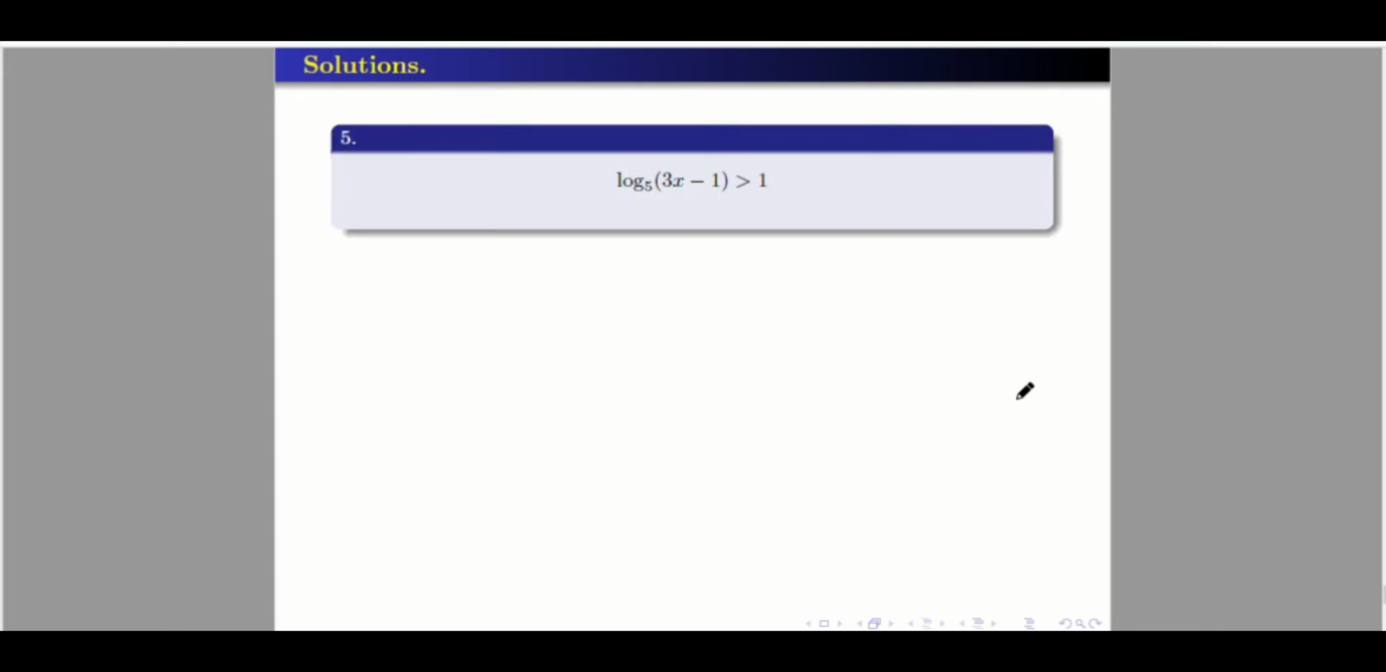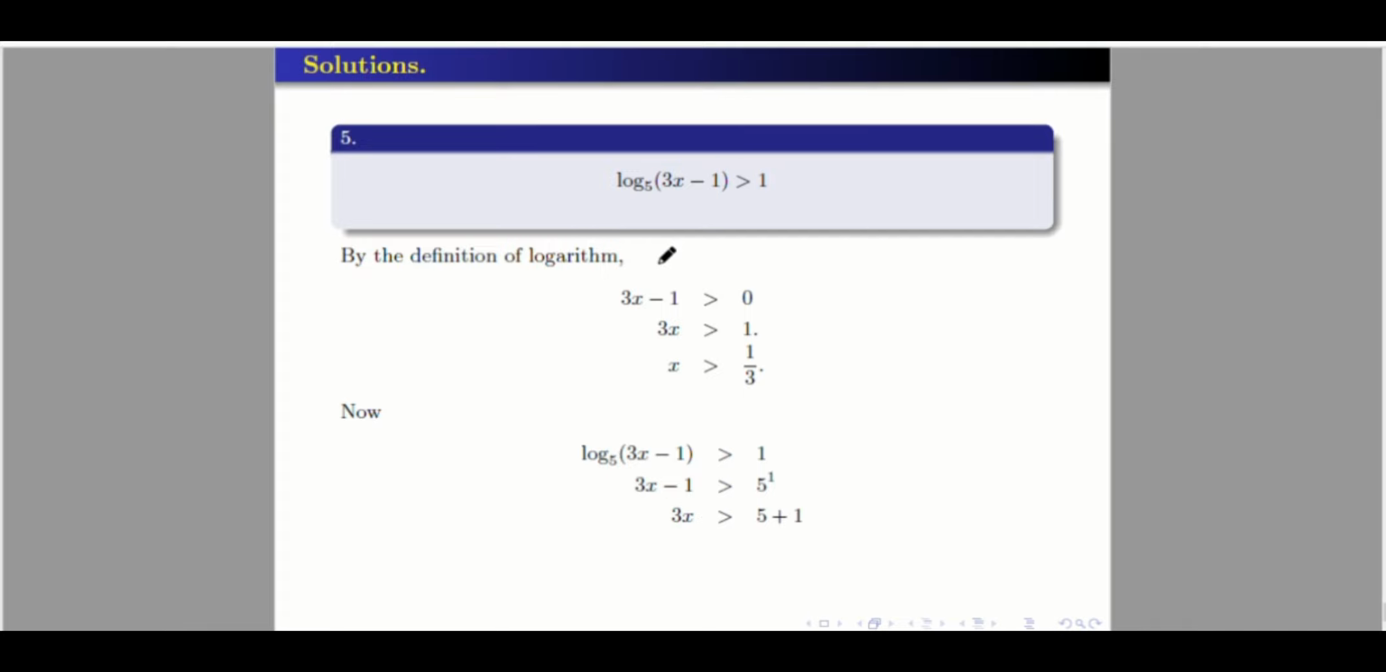And last example, if we have this, so by the definition of logarithm, 3x minus 1 must be positive, so transpose, and then x must be greater than 1/3. Now let's solve. So this is equivalent to 3x minus 1 greater than 5 raised to 1. Then transpose negative 1, that is equal to positive 1. So we have 3x greater than 6. So dividing both sides by 3, 6 divided by 3 is 2.